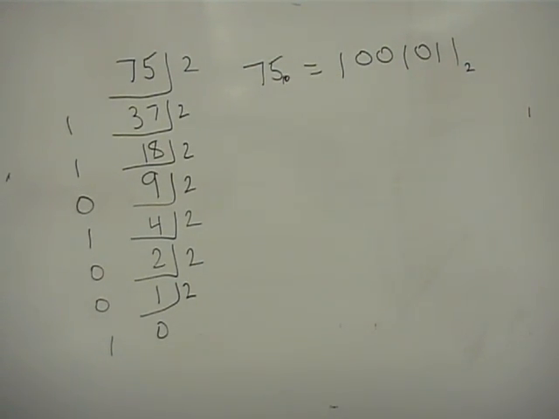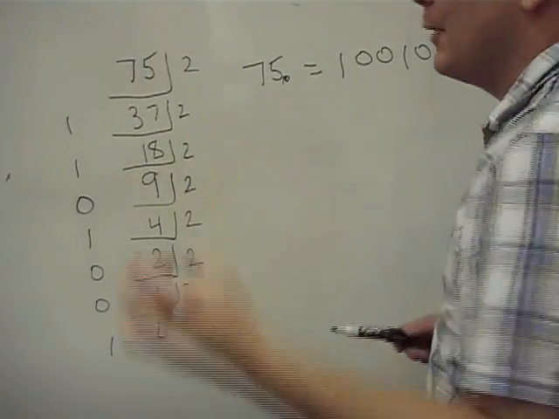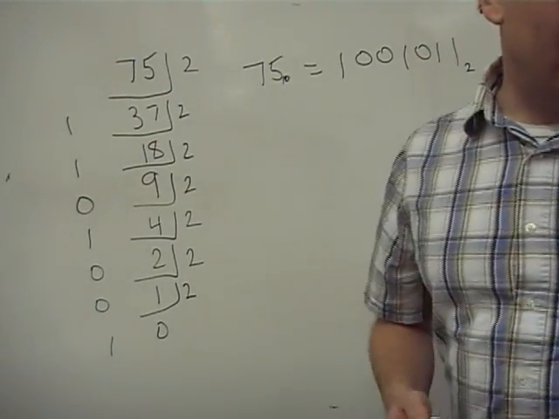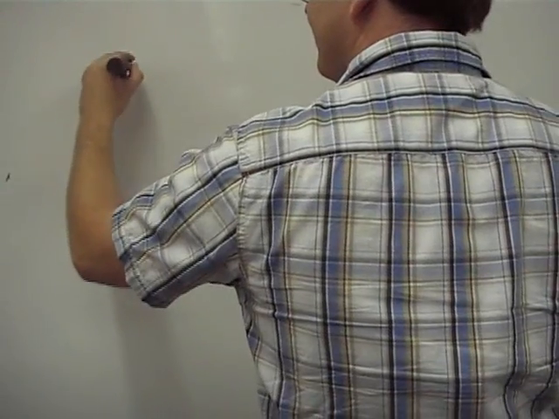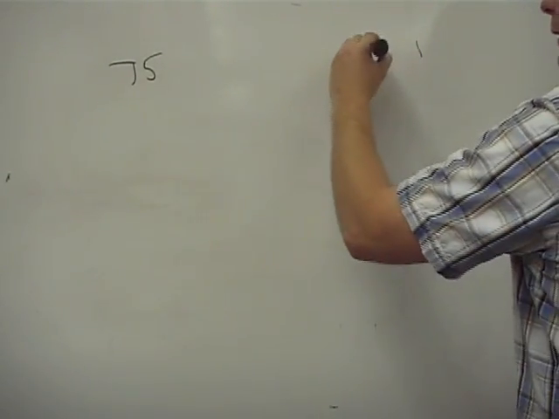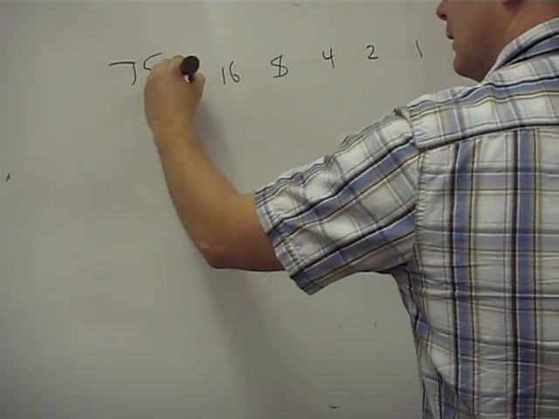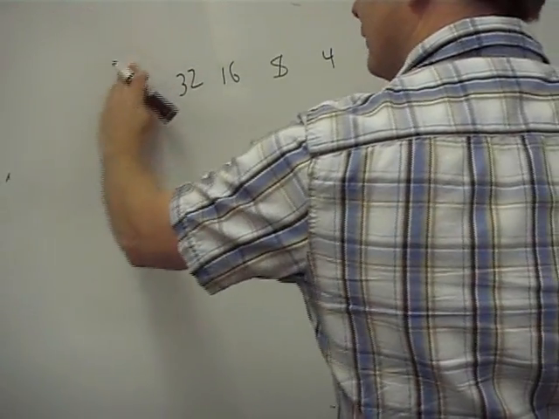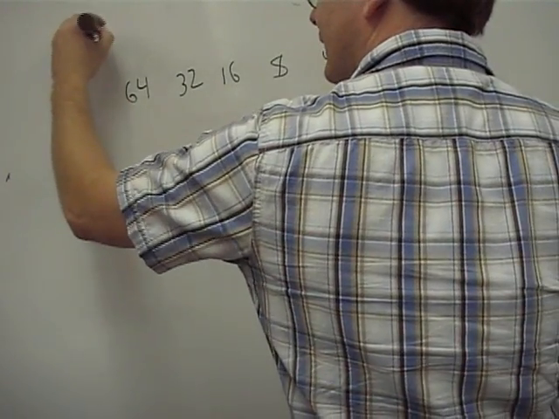Another way of doing this is by looking at this number and trying to figure out how many times powers of 2 go into this. So I'll do that example right now. We'll convert 75. Now, the easiest way to do this, I think, is to write out the powers of 2. So we've got 1, 2, 4, 8, 16, 32, and 64. And again, we're converting 75.